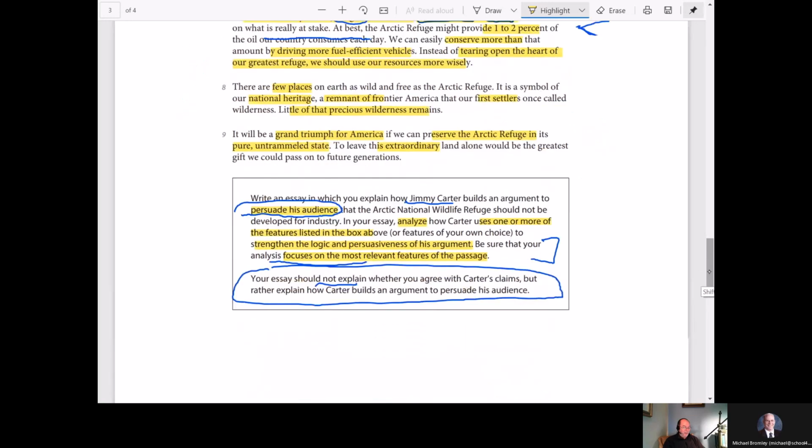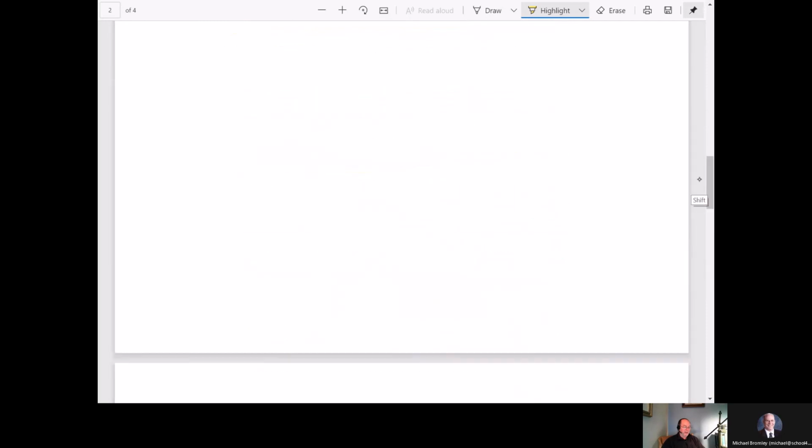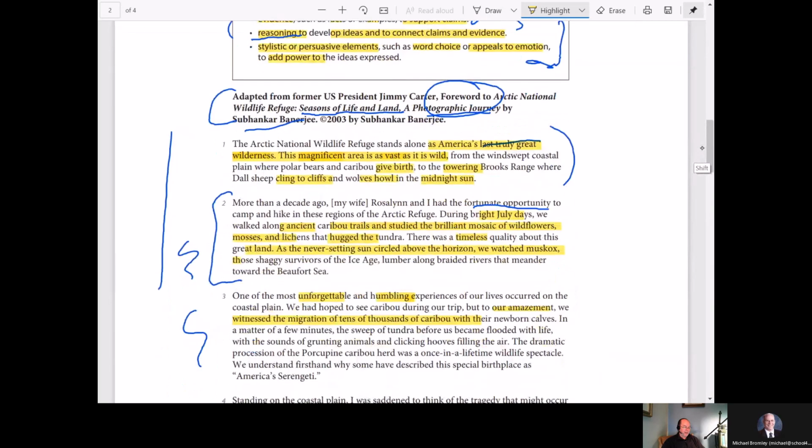So we've done our reading. We've thought through again, how does he use one or more of the features listed in the box above, or others that you can bring in, to strengthen the logic and persuasiveness of his argument? And you must bring in evidence and show how that supports your argument of what you say he's saying. So you can take a pro or con opinion on this. I'll do another one taking a contrary opinion, practice test 10 essay. We can tear apart that one.